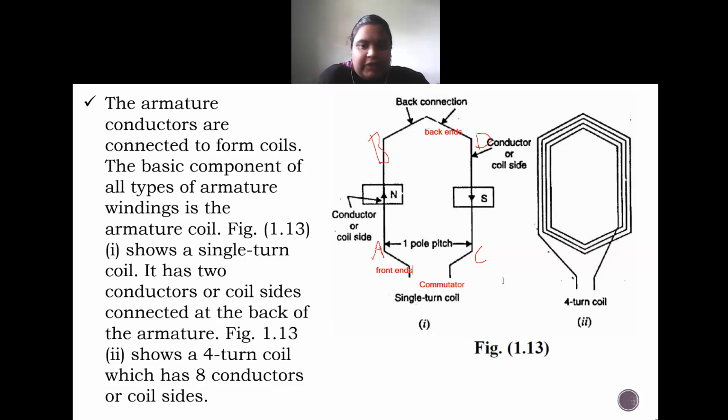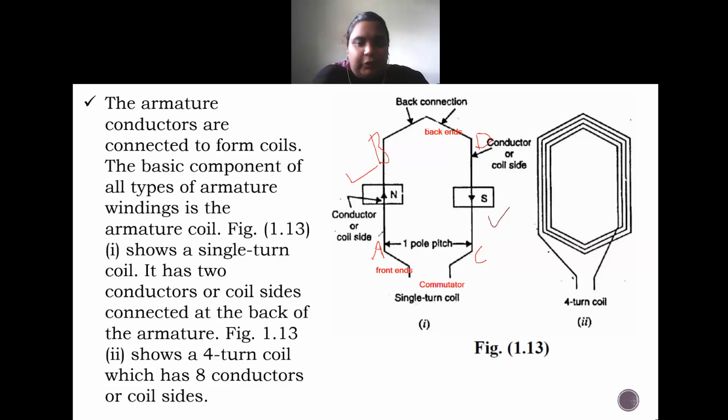What is the main thing we need to make sure here? We need to make sure that one of the conductors is under one of the poles. If you see here, this conductor AB is under the influence of the north pole. We always need to make sure that one side of the coil is under one pole and the other side is under another pole. This is the main criterion for understanding how these are placed.